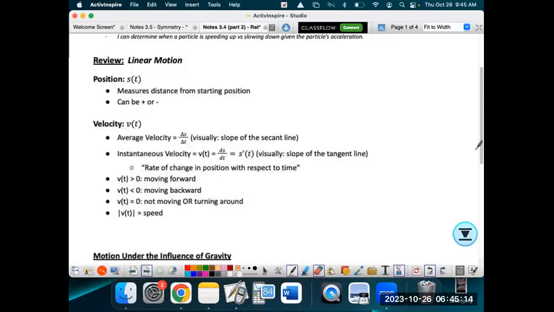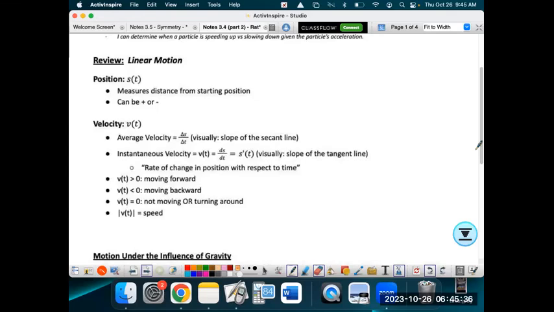So position measures the distance from your starting position. And then it could also be positive or negative. Positive if I am moving forward or to the right, up, away from my starting position. Negative if I'm moving to the left or below my starting position.